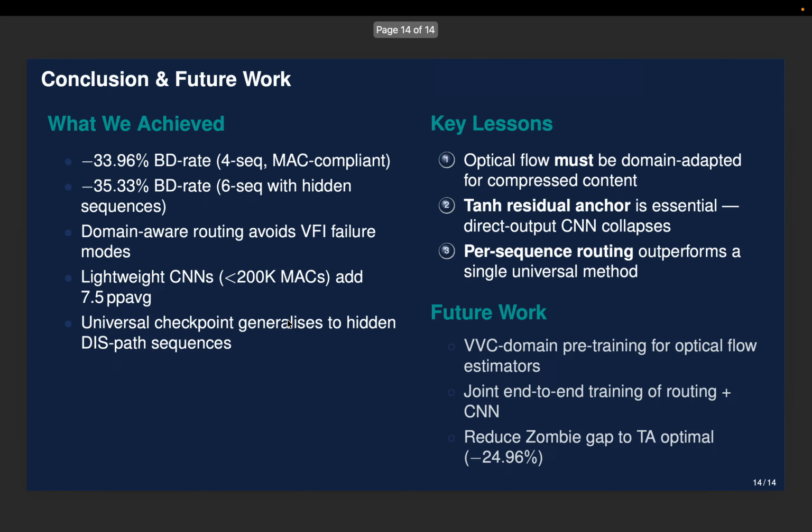To conclude, our method achieves strong BD rate reduction while staying within the 200,000 MACs per pixel limit. The main lessons are, optical flow must be adapted to compressed content, residual CNN refinement is more stable than direct prediction, and per-sequence routing is better than a single universal method.